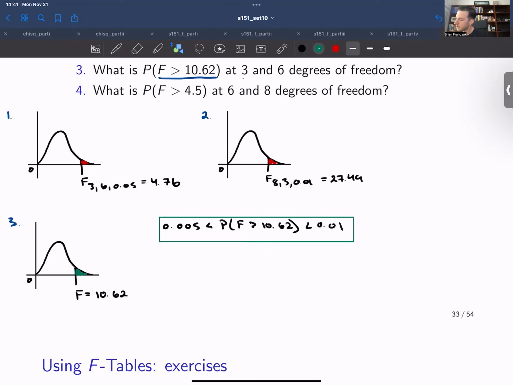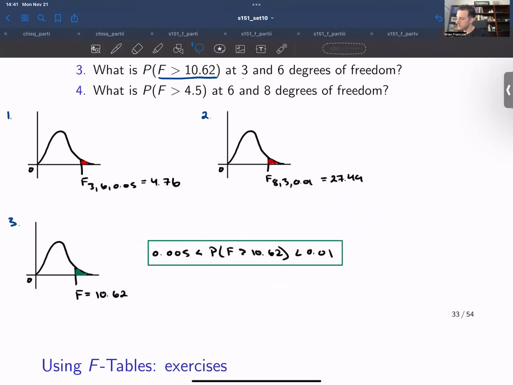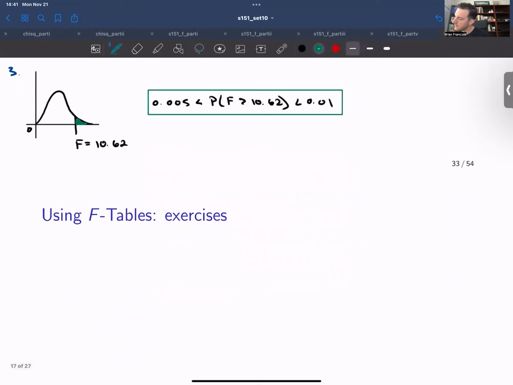Now, if this was a p-value problem, we would just have a few additional lines. We would say p-value equals the probability that F is greater than 10.62. Then we would say since 0.005 is less than the probability that F is greater than 10.62, which is less than 0.01, then 0.005 is less than the p-value, which is less than 0.01. But this is still an illustration of how we would use the F table to find a p-value.